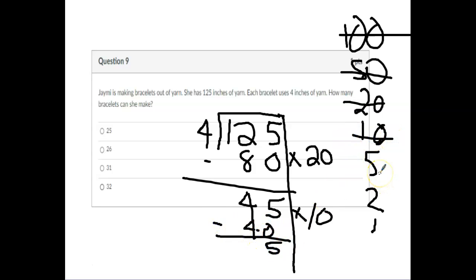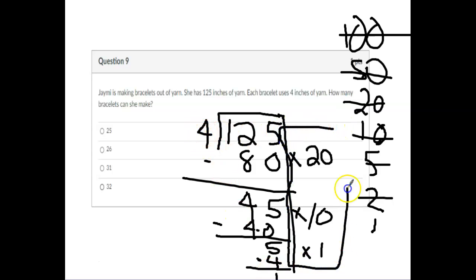I know I can't use 5 because 5 times 4 is 20 and I'm just reaching 5. Can I use 2? 2 times 4 is 8. That's way bigger than 5, so I can't use 2. So I'm going to try 1. 4 times 1 is 4. It's smaller than 5. Subtract, and I'll get 1 as my remainder. So this is what's left over. Remember that because it's less than my divisor.